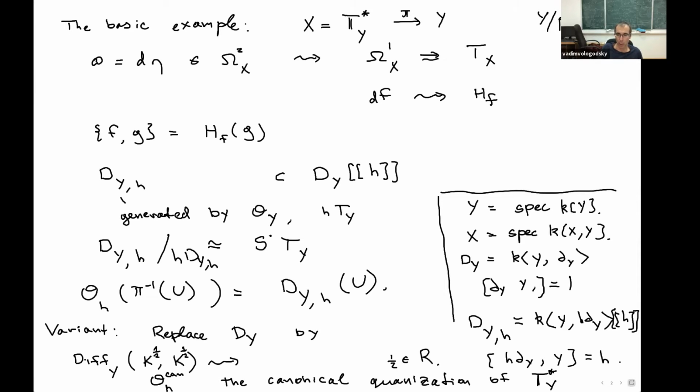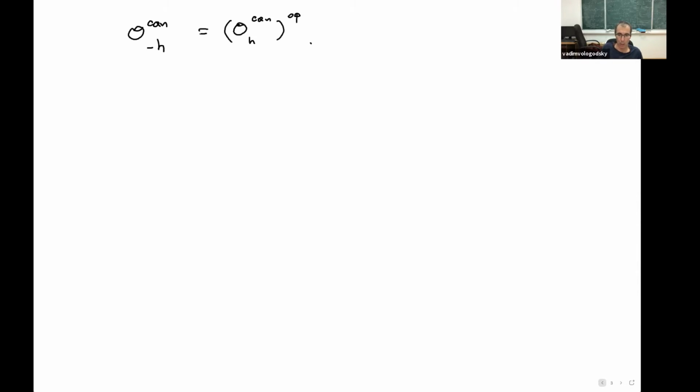So what is what we want to do now? We want to understand. Well, we want to classify quantizations of a given Poisson variety, Poisson scheme. So, for example, we want to see whether such a quantization exists, and what is the parameter space. And so, I will list some results in this direction.